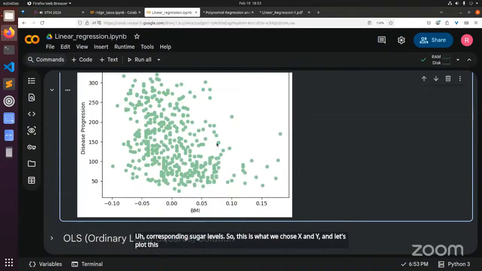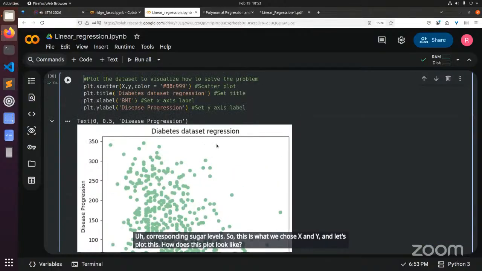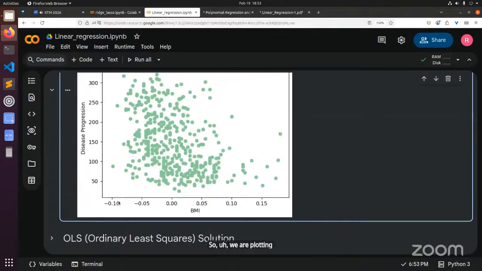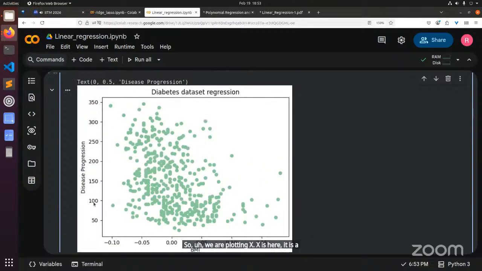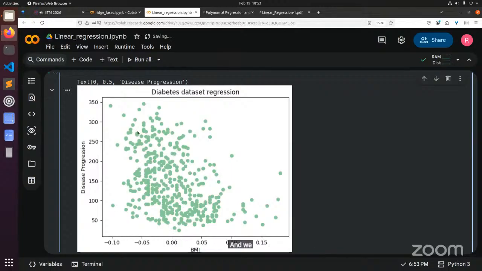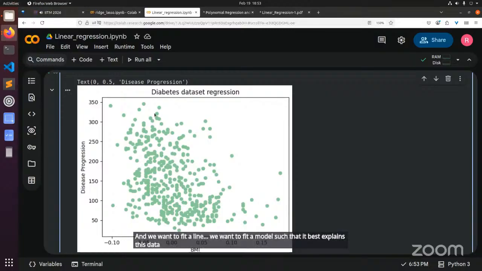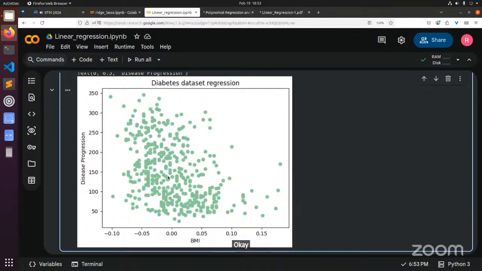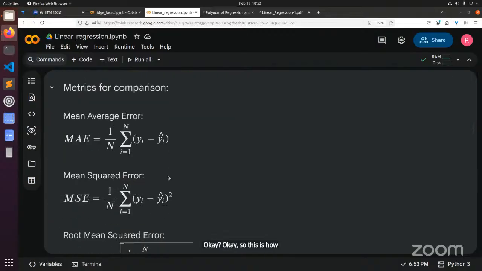How does this plot look like? So we are plotting X. X is here a BMI, and Y is disease progression. You can call it a sugar level. So you can see for each BMI point, we have the corresponding label of Y. So this is how the data points look. And we want to fit a line, we want to fit a model such that it best explains this data. Okay, so this is how the points look.